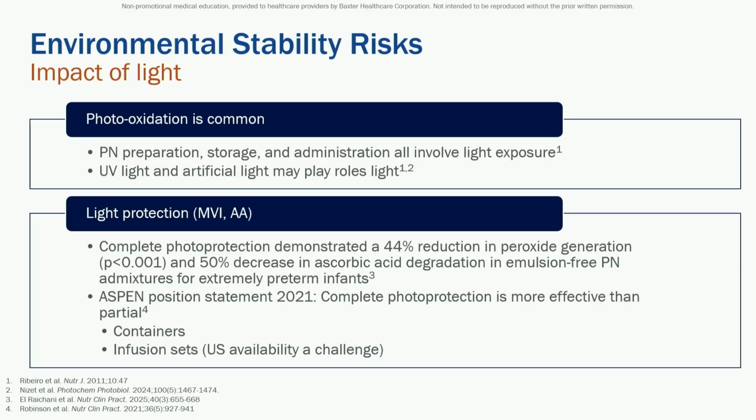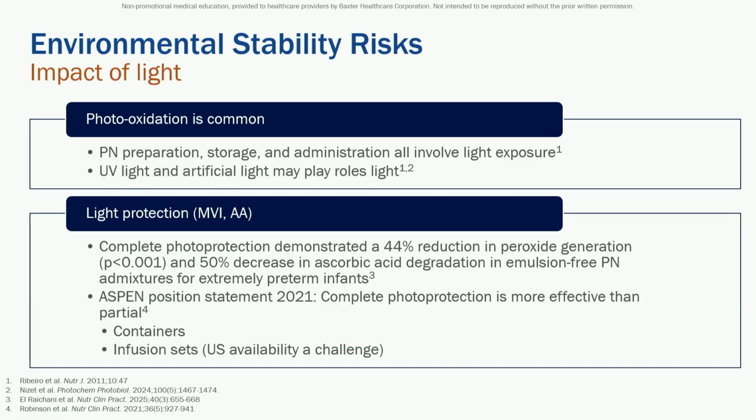All right, so we will talk about some environmental issues now. Impact of light is the first one. Photooxidation is exceptionally common and can happen at every single stage of your PN development. So preparation, storage, administration, you name it, light gets in and light causes problems. This can be impacted by both UV light and artificial light, which makes it really fun to try to figure out how you light protect everything. But we know we need to.